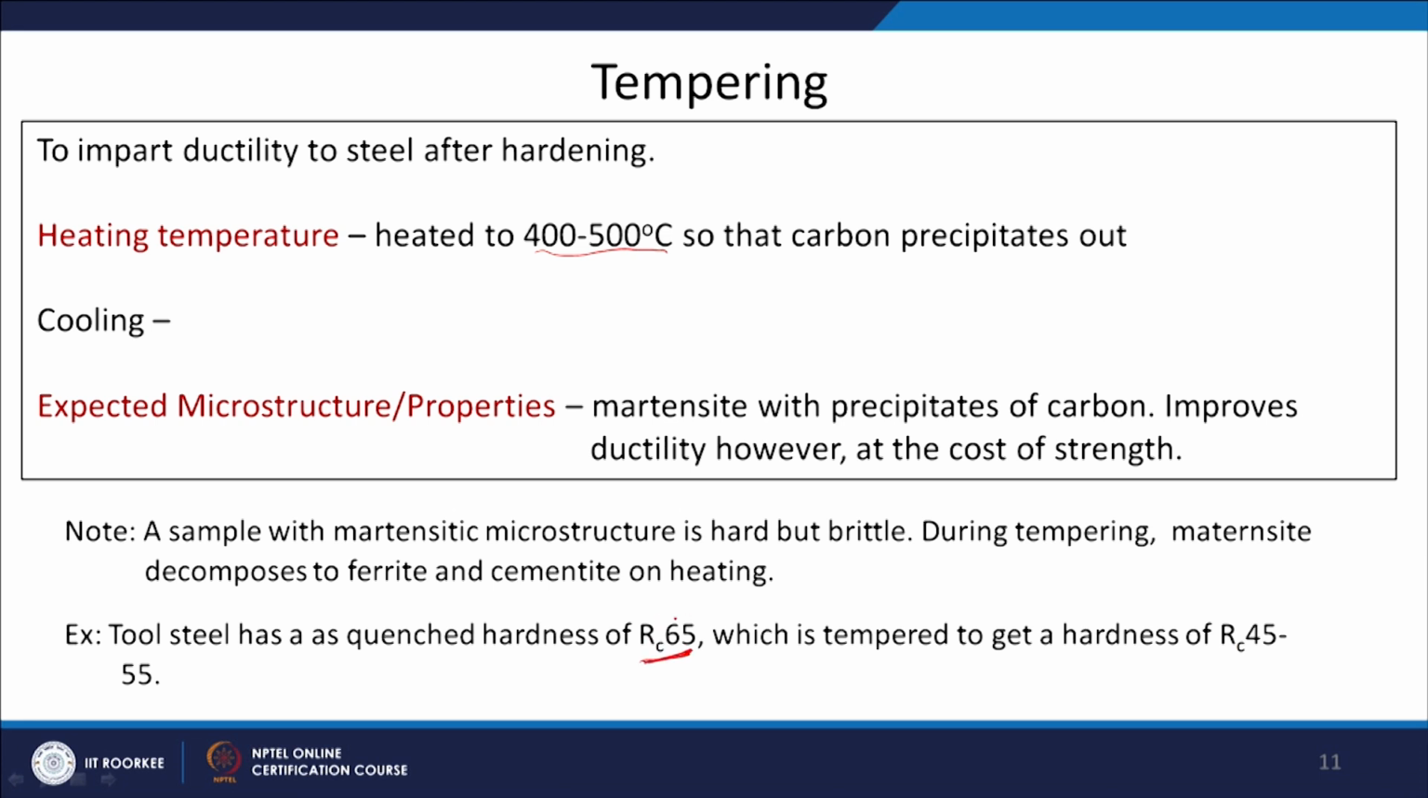What do we mean by these hardness values, which is tempered to get a hardness of around RC 45 or 55. Tool steels are the steels where you do some alloying in the steel, and these can be easily hardened by oil quenching, and that is what you use in industry for making dies and so on.